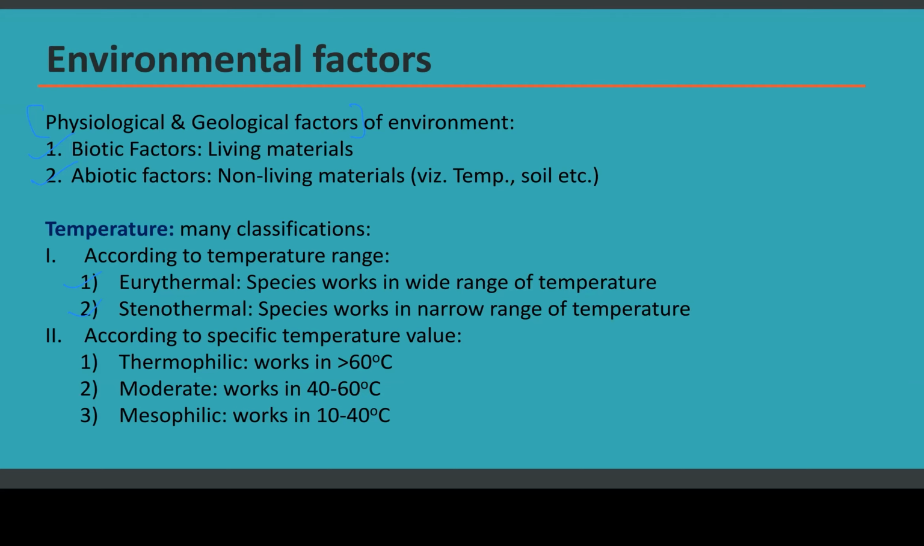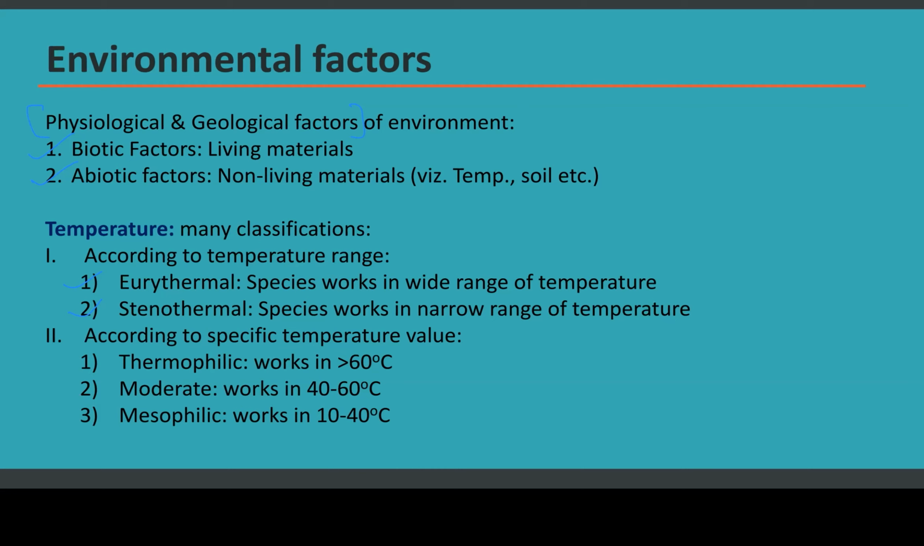Then we have stenothermal organisms. Stenothermal organisms are those which work in a very narrow range of temperature. They can survive only in a particular specific range of temperature. For example, human beings, or any kind of mammals, are only able to survive in a very narrow range of temperature. These are called stenothermal organisms.